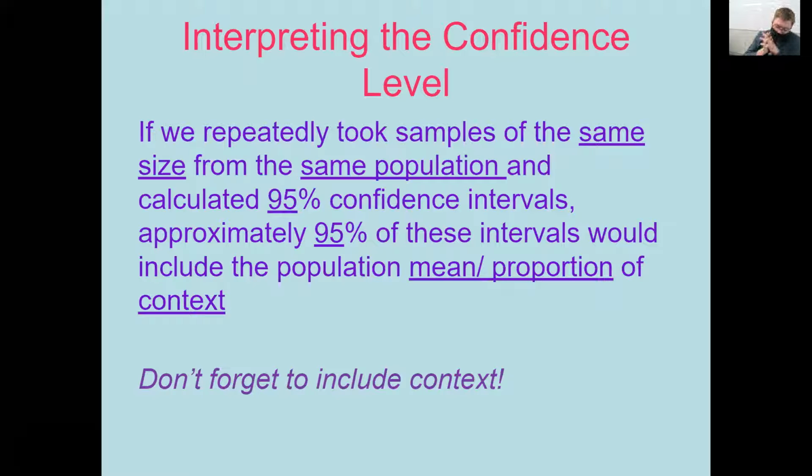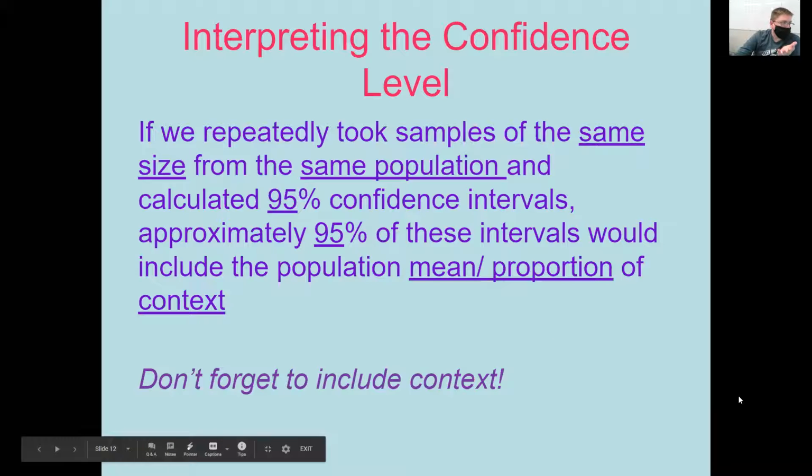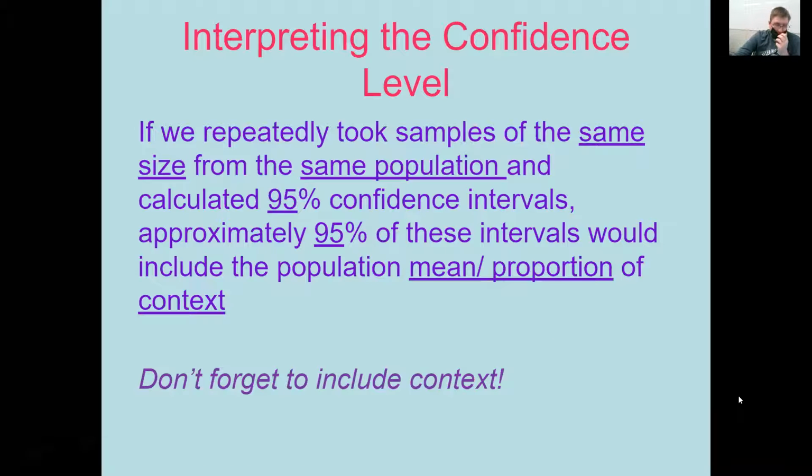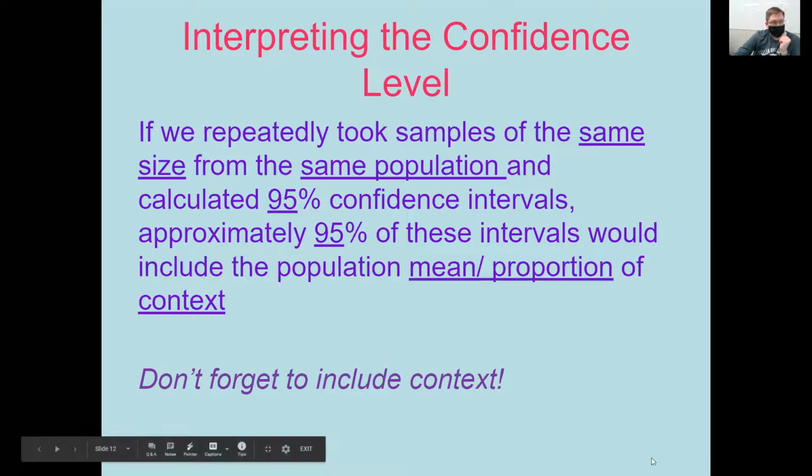So you're going to say, if we repeatedly took samples of whatever my N is from the same population, and calculated whatever your interval is, approximately that percentage of these intervals would include the population mean, proportion, whatever. So it's just highlighting the fact that you understand what the sentence is doing. If you don't understand, that's okay. As we do more of these, you'll start to get comfortable with them, but this is the last thing you need to put on there. Don't forget to include your context, your units when necessary, and all that kind of stuff.